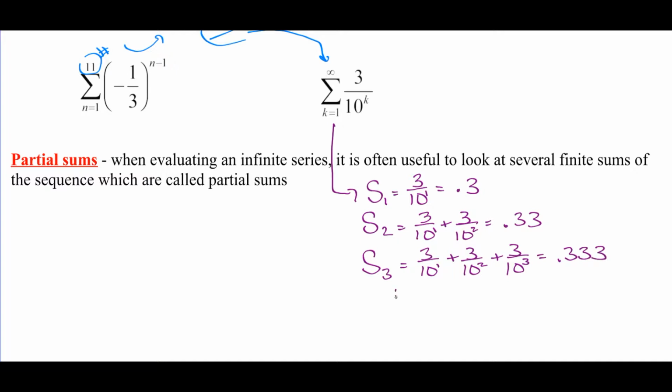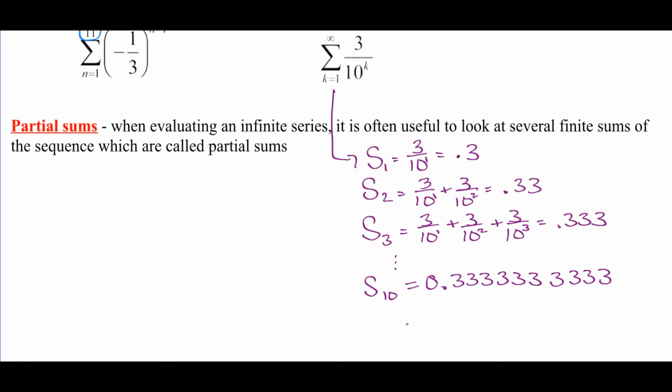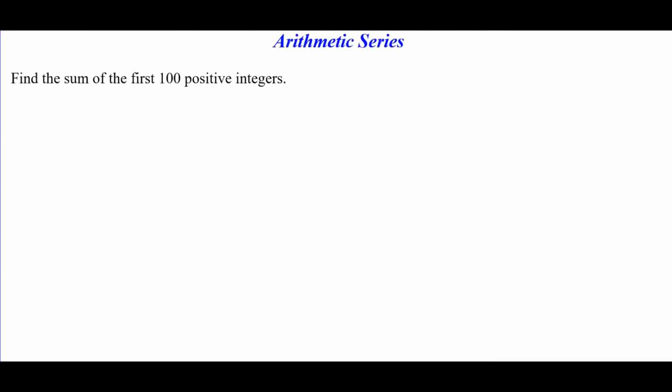So hopefully you're starting to see a pattern. Let's say s to the 10th would be, so then we can kind of see from the pattern that my infinite sum would just be 0.3 repeating forever, or 1/3. So these would be considered my partial sums until I get to here, which is my infinite summation.